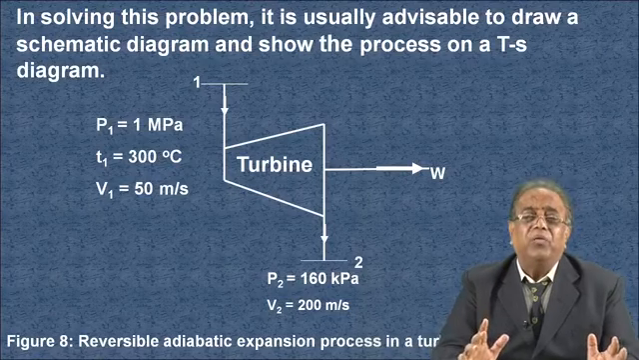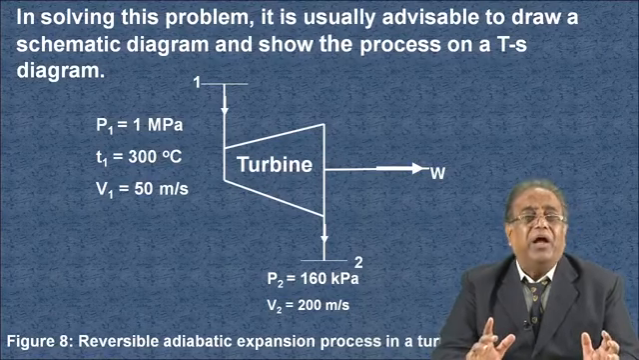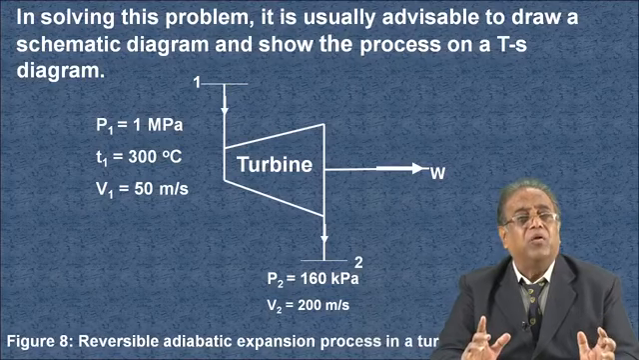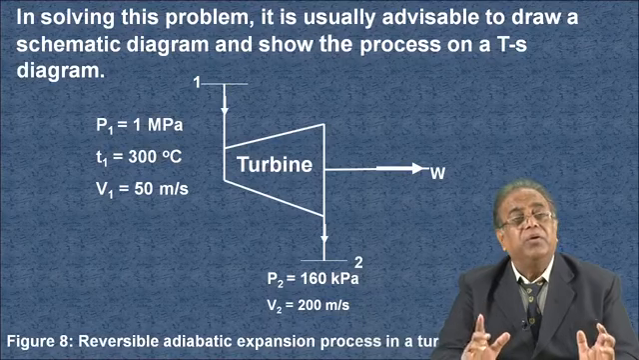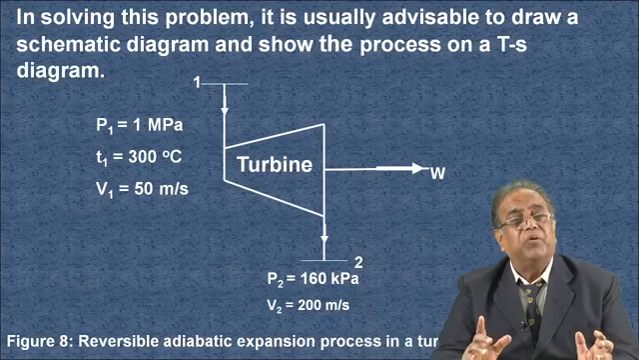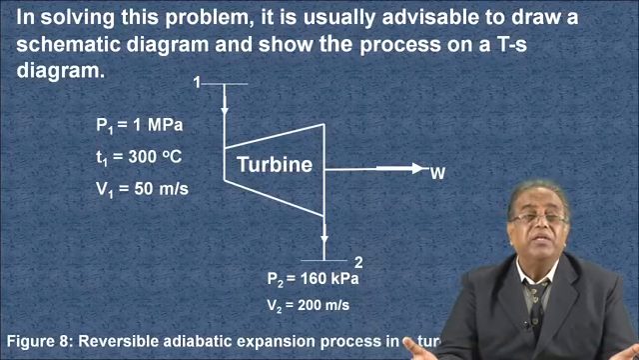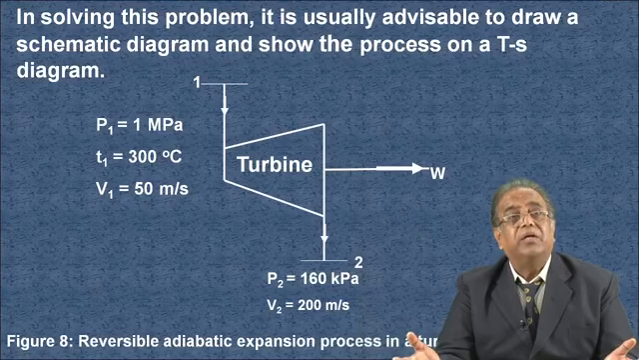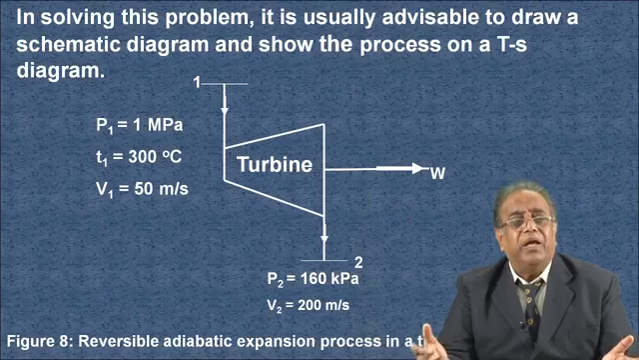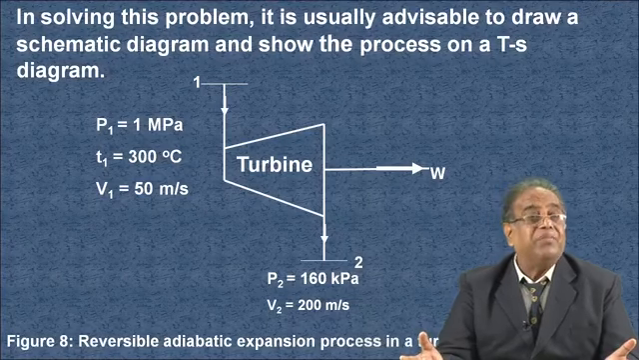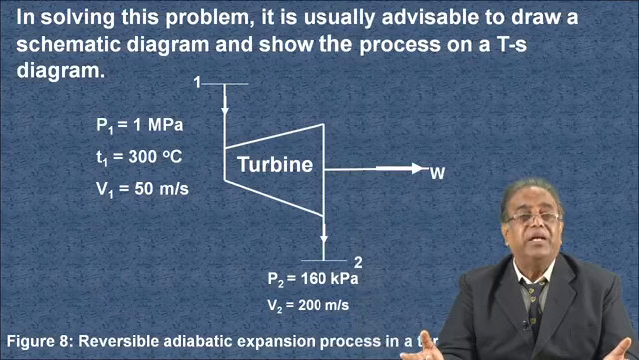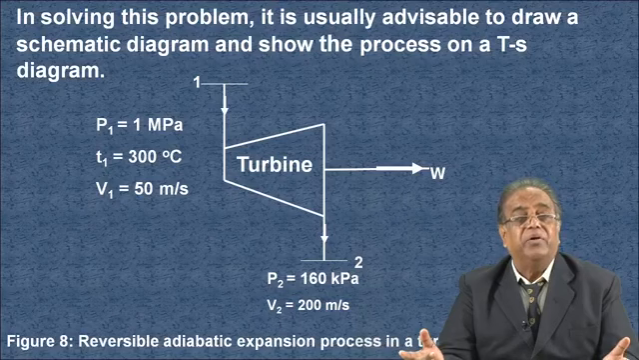Now, when you solve any problem, it is better to draw the diagram and see what data is given for the particular problem. If you draw the diagram for that particular component and jot down the data given, then solving the problem will be very easy for us. So in solving this problem, it is usually advisable to draw a schematic and show the process on a TS diagram. Here the pressure at the inlet of the turbine for the steam, P1, is 1 megapascal, T1 is 300 degrees centigrade, V1 is 50 meter per second, and at the outlet of the turbine, the pressure is 160 kilopascal and the velocity is 200 meter per second.